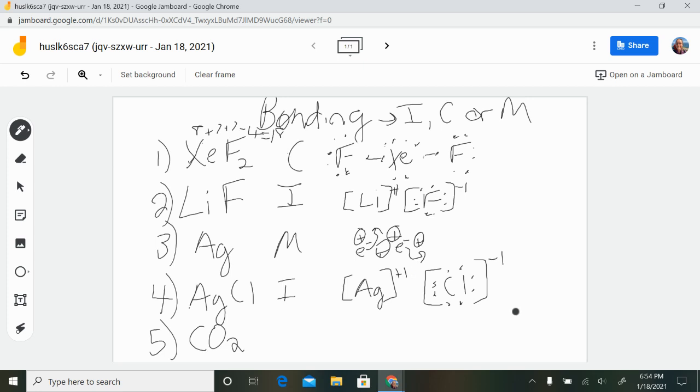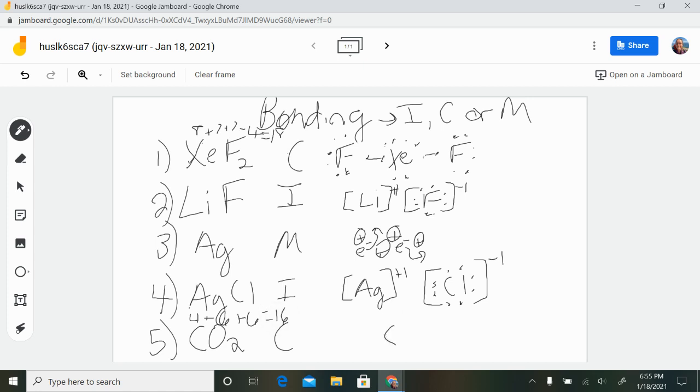Okay, last compound is CO2, carbon dioxide, and that is a covalent compound because it has all nonmetals. And you could go through again counting and adding electrons. So carbon has 4 valence electrons, each oxygen has 6. So altogether, that gets you 12 plus 4 is 16.